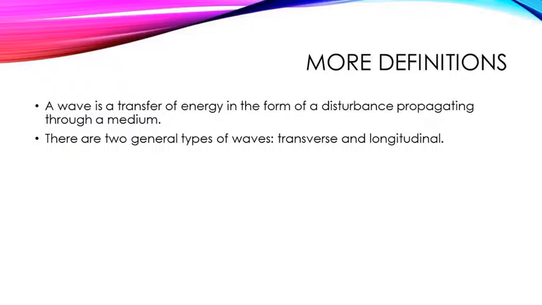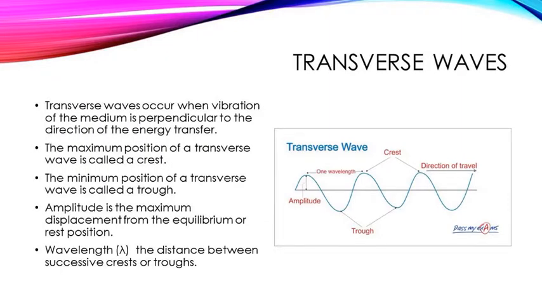A wave is a transfer of energy in the form of a disturbance propagating through a medium. There are two general types of waves, transverse and longitudinal. Transverse waves occur when a vibration of a medium is perpendicular to the direction of the energy transfer, so up and down, if the energy is moving forward.